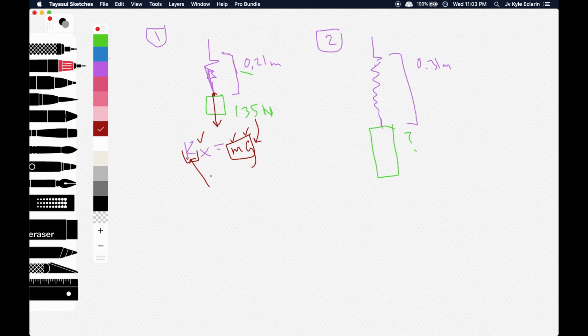So what we want to do is find K. And in this case, we know X, we know K, we can solve for the weight, which is what we're actually looking for. So mg, which is what we're looking for, is equal to K, which is the same as before, times X, which in this case is 0.31 meters. And that's how we solve for mg.